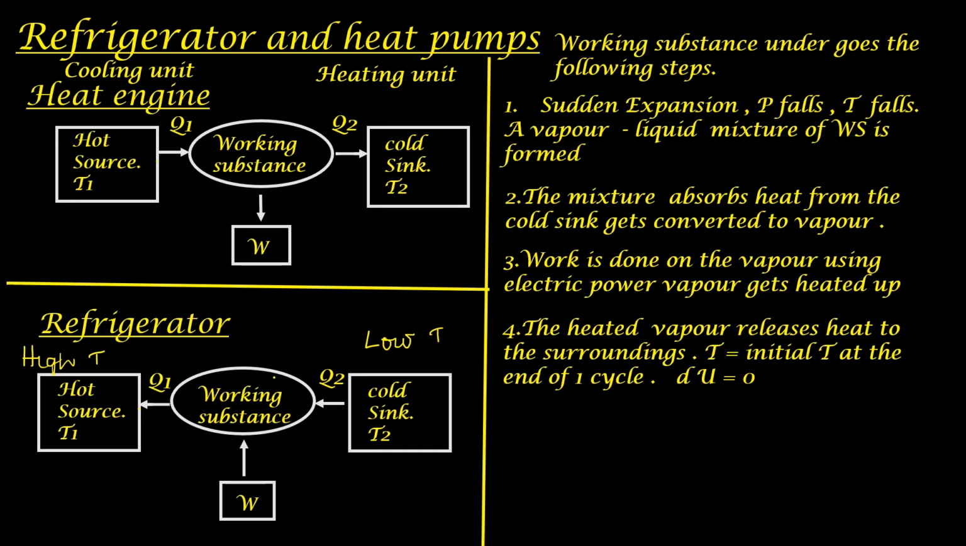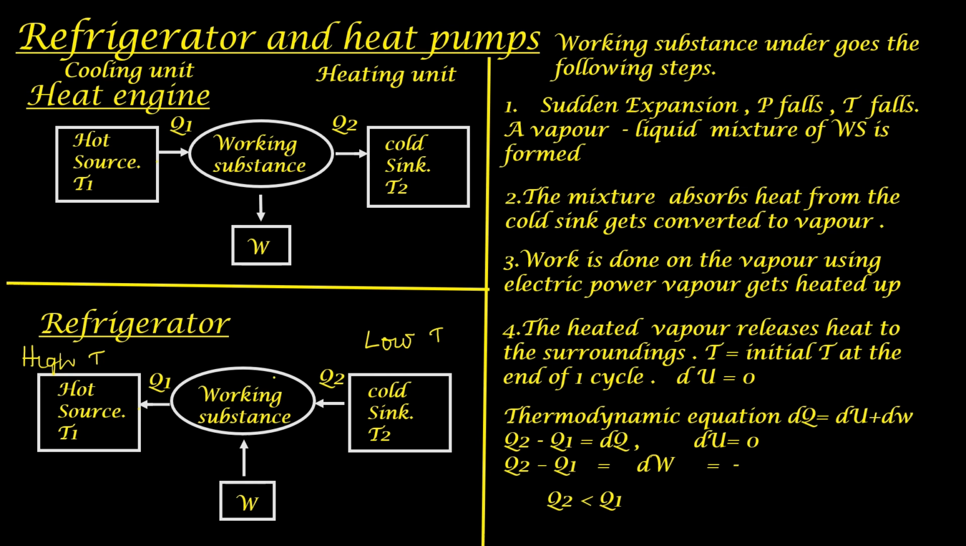Now let us apply thermodynamic equation. The thermodynamic equation, delta Q is equal to delta U plus delta W. What is delta Q? It is Q2 minus Q1. Q2 minus Q1 is equal to delta Q, and delta U is equal to 0. So what happens to this equation? Delta Q, Q2 minus Q1 is equal to delta W. So for the refrigerator also, delta U is equal to 0 and delta Q is equal to the work done.